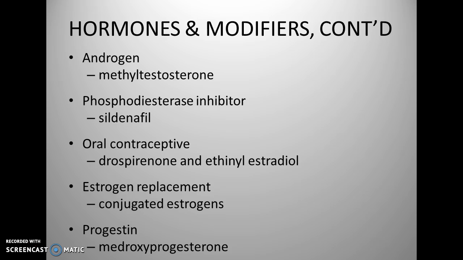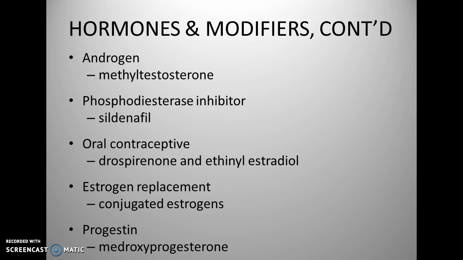This drug is banned in sports. This is used by women to give a little bit more muscle mass and athletic abilities, and these are androgens, testosterone. Phosphodiesterase inhibitors, for example, sildenafil. We have oral contraceptives such as drospirenone and ethinyl estradiol. These prevent ovulation.